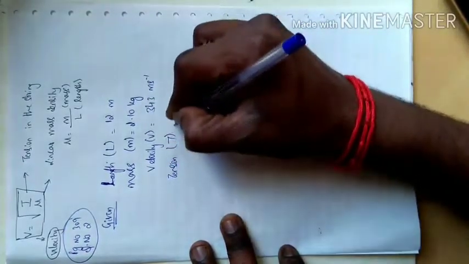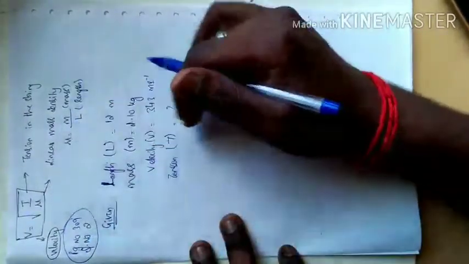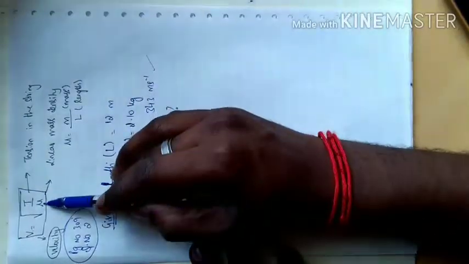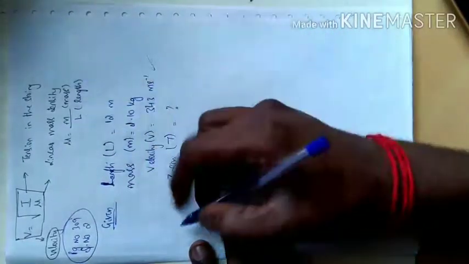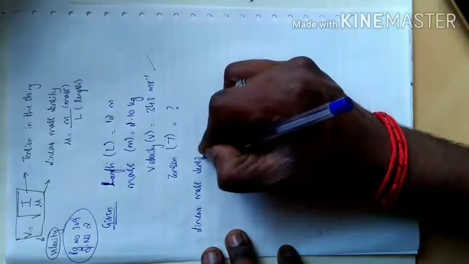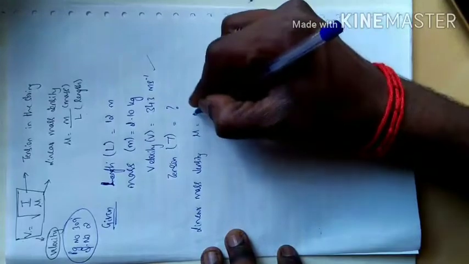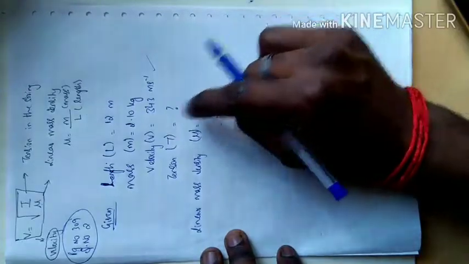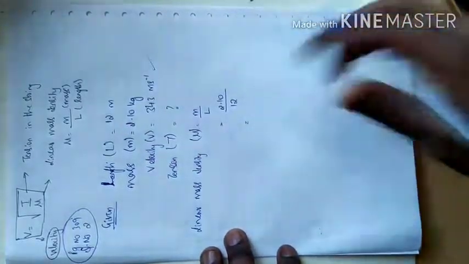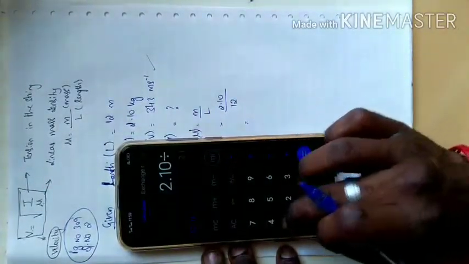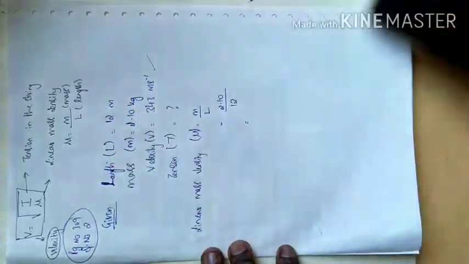The formula for tension in the string is what we use to calculate. To calculate the tension T, I need the value of V. V is given, no need to worry. I need the value of mu. Is mu given here? No. Instead of mu, they have given mass and length. So first calculate the linear mass density: mu is equal to M by L. M here is 2.10, divided by L, which is 12 meters. If you do this, 2.10 divided by 12, you will get 0.175.